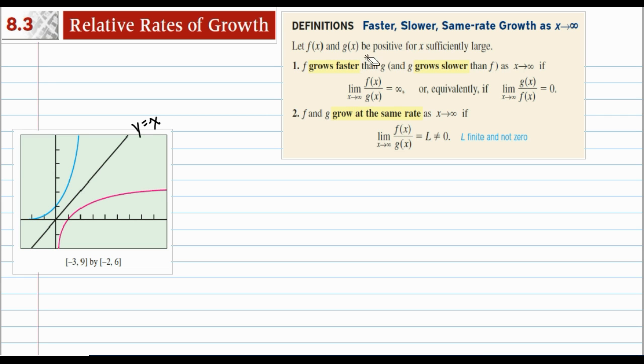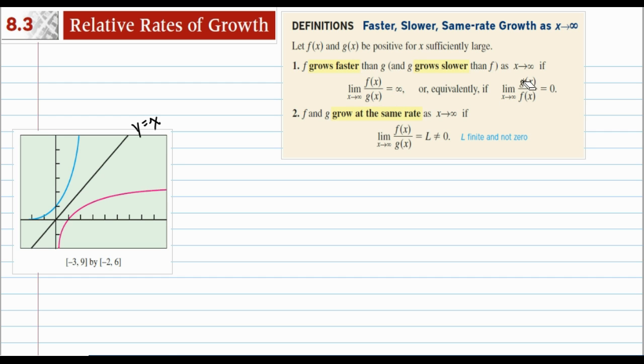So first of all, let f and g be positive for x sufficiently large. So we're limiting ourselves to positive x values. Now, the function f is growing faster than g as x approaches infinity if the limit as x approaches infinity of f of x over g of x is infinity. So you already know that if the degree in the numerator is higher than the degree in the denominator, the function is going to approach positive infinity.